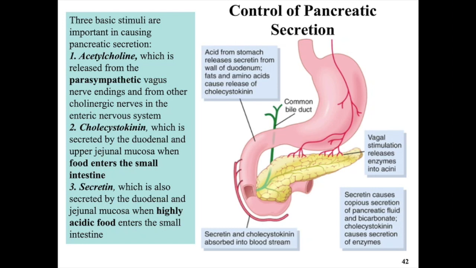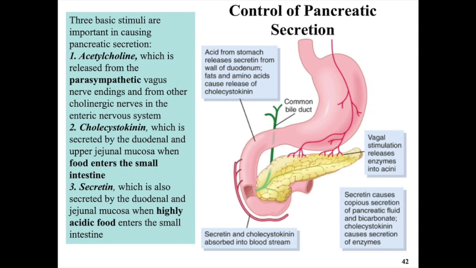So let's put this together, and again, there are several things we could say about these two components, but we are going to be very specific, so pay very close attention. The first component is called cholecystokinin, CCK for short. CCK is secreted by the duodenal and upper jejunal mucosa.